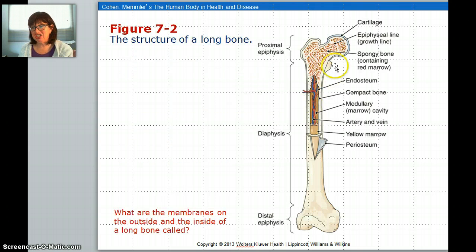When you look at the structure of a bone, and this is a long bone, this is actually the femur, you can tell by this head here. I want you to be aware of something called the periosteum, which goes around, and this is connective tissue around. Then you have your endosteum. Osteum is a word for bone. Endo means in, peri means around.